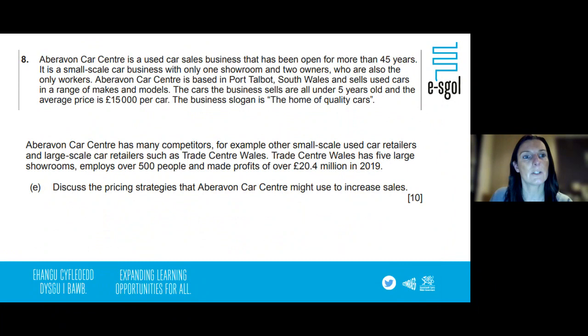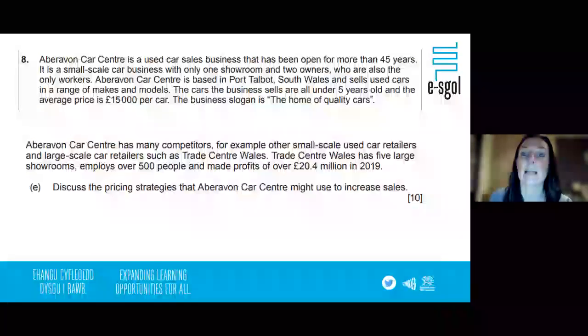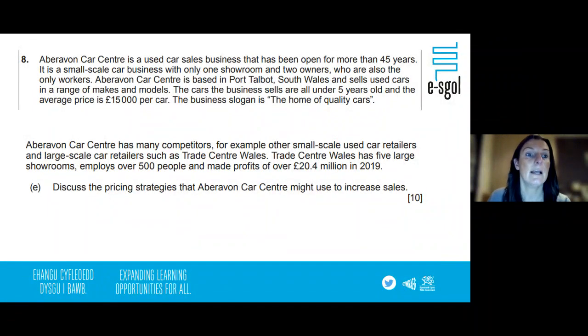Another question. So, Aberfan Car Centre is a used car sales business that has been open for 45 years. It is a small-scale car business with only one showroom and two owners, who are also the only workers. Aberfan Car Centre is based in Port Talbot, South Wales, and sells used cars in a range of makes and models. The cars for sale are all under 5 years old, and the average price is about £15,000 per car. The business slogan is the home of quality cars.